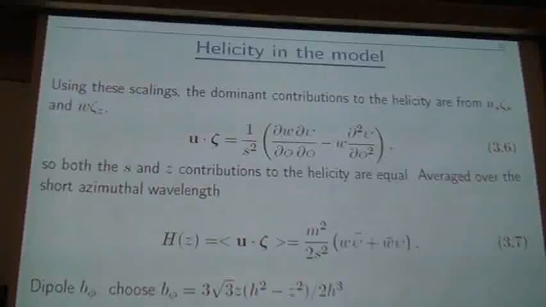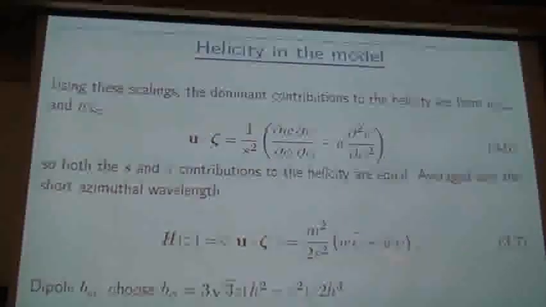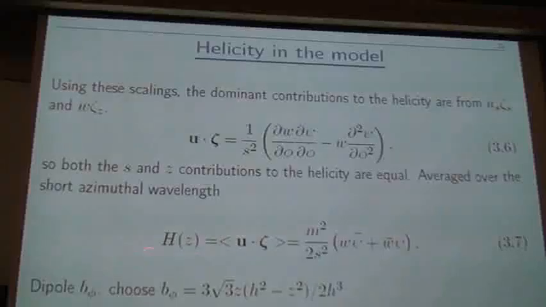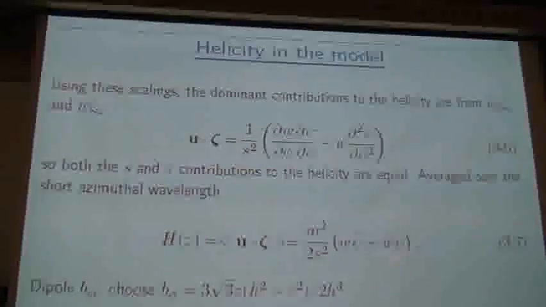The contribution from uz omega z, which is the one I focused on, is actually the same as the contribution from us omega s, which I haven't really talked about, but that's of course there as well when you do the full calculation. Zeta s us, that's there when you do the full calculation, and actually these two terms are more or less equal, and they give you a mean part of helicity averaged around in the azimuthal direction.